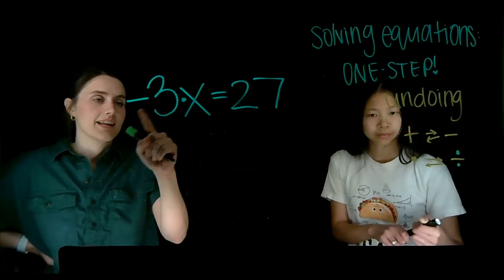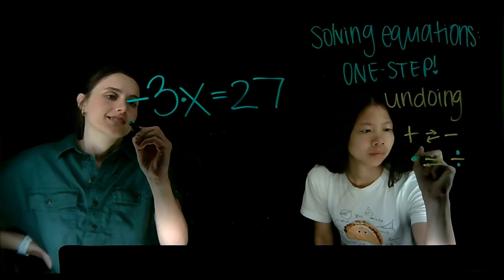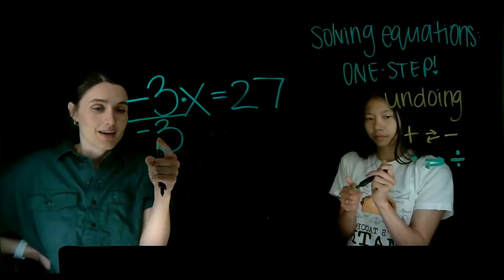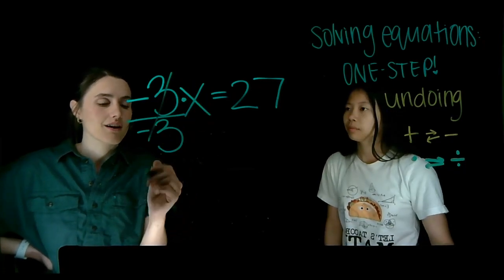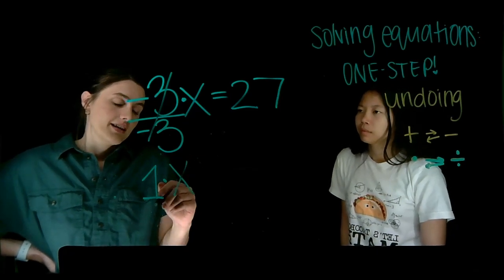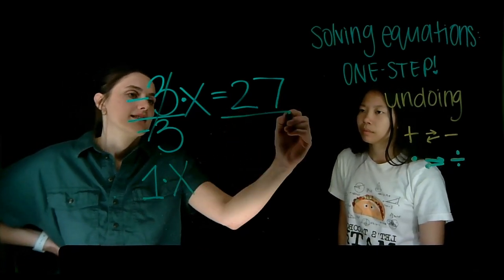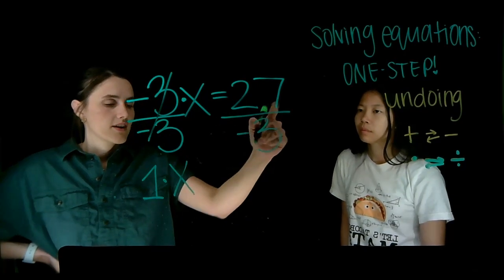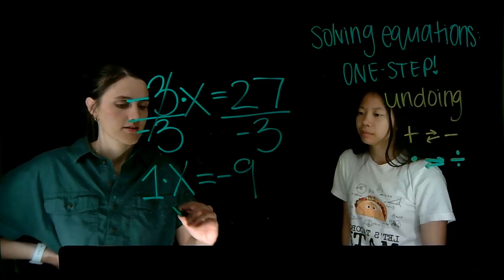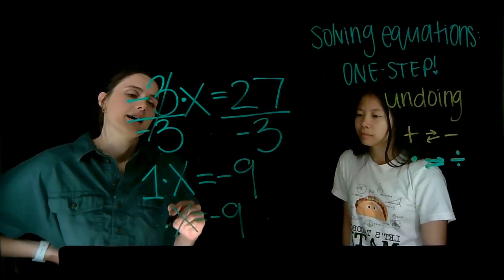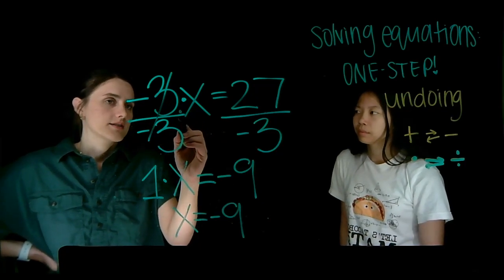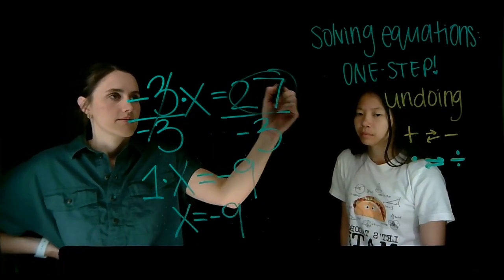So if we have negative 3 times x, then we are going to divide by negative 3 to get this x by itself. So negative 3 divided by negative 3 doesn't give us 0, but it gives us 1, like Tiana talked about. 1 times x is just x. And then we have to divide this side by negative 3 as well. So 27 divided by negative 3 equals negative 9. Because 1 times x is just x, we have x equals negative 9. And then we can think, negative 3 times negative 9, well, a negative times a negative becomes a positive. So 3 times 9 equals 27.